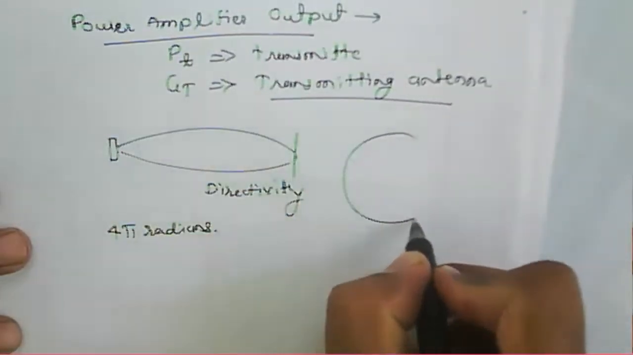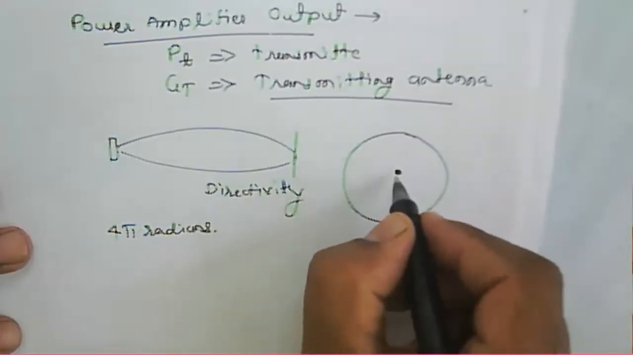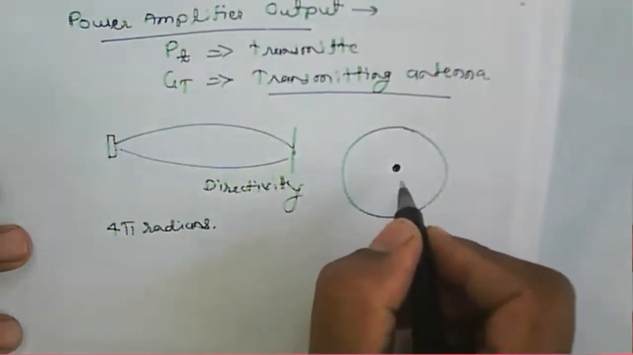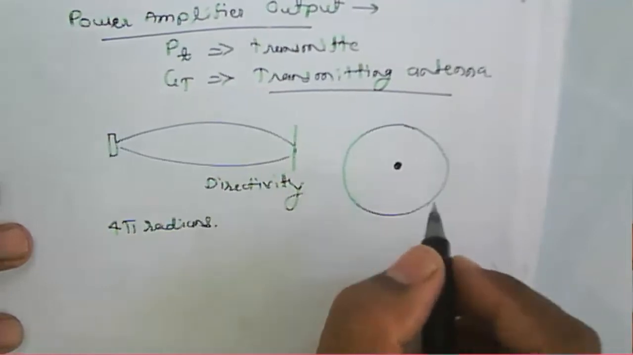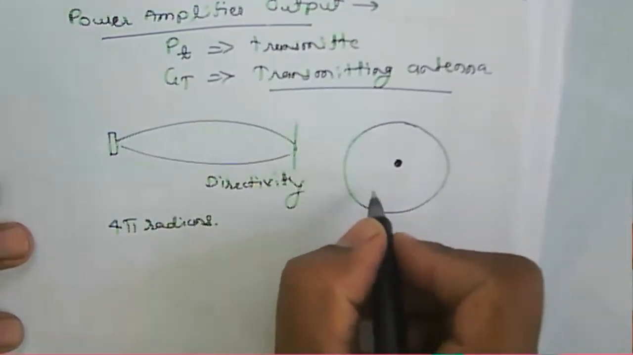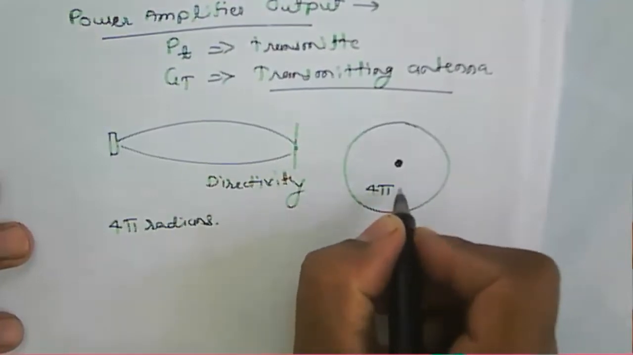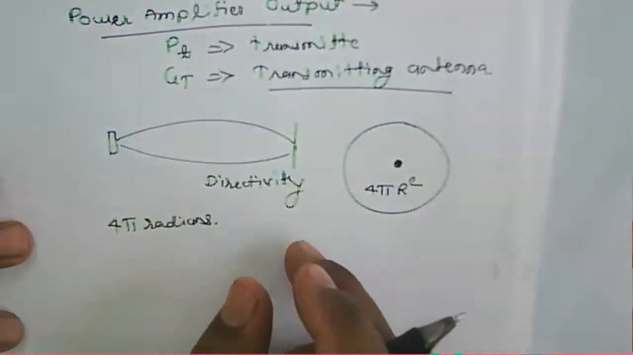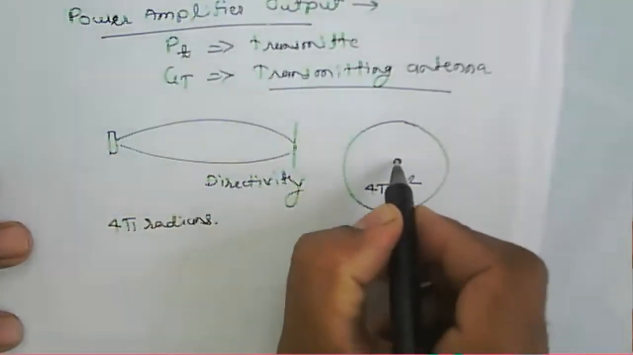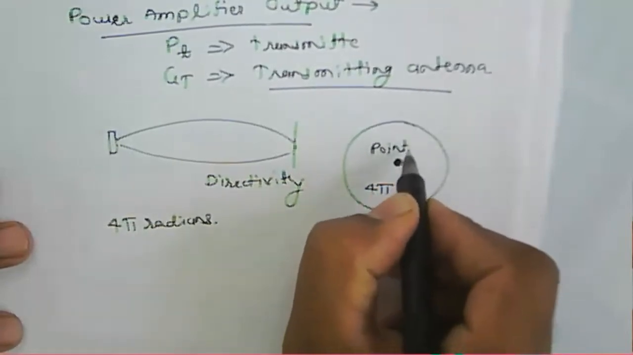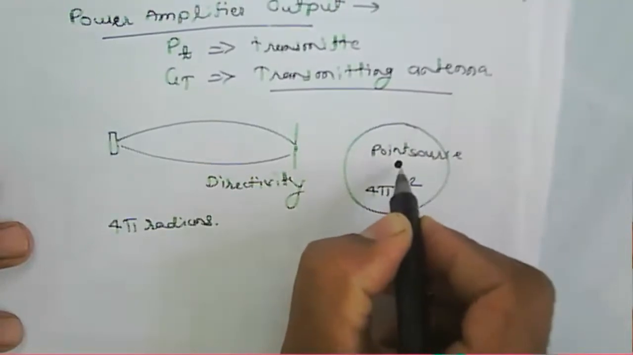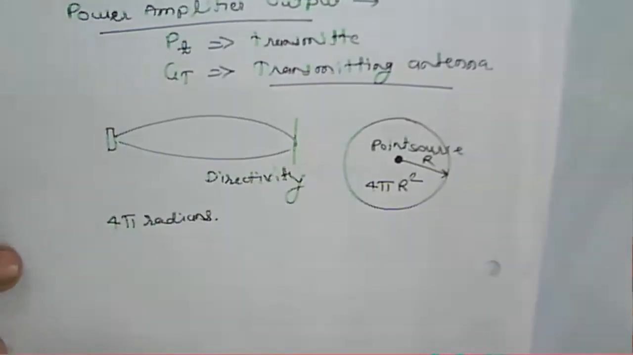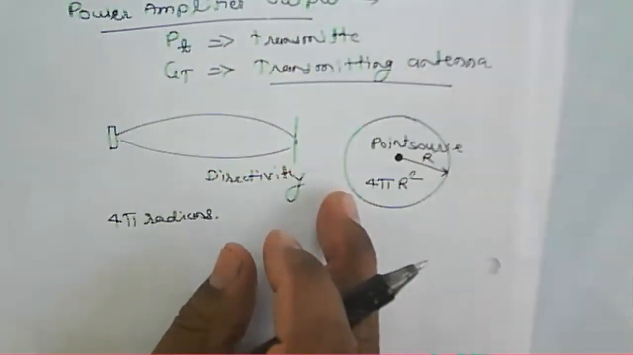radiation pattern of a point source, it radiates the signal in all directions. This means the radiation looks like a spherical shape, a sphere, and for a given sphere the surface area is 4 pi r square, where r is the radius of this sphere. This one is a point source, and from this point source this is the radiation pattern, and this distance is called r here, and the surface area is nothing but 4 pi r square.